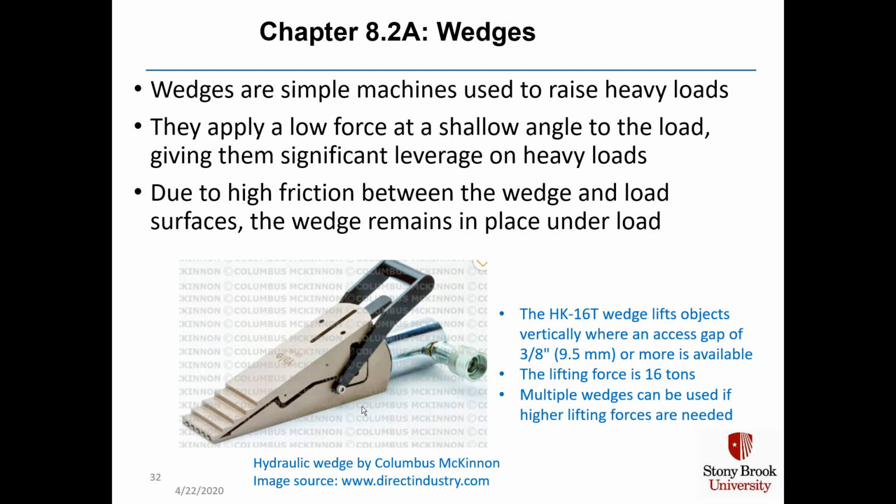And due to high friction between this surface of the wedge and the load surface, the wedge remains in place under the load. This wedge is model HK-16T, and it lifts objects vertically where an access gap of only 3/8 of an inch is available, and it has a 16-ton lifting force. And if you want to get more than 16 tons, you just use more wedges.